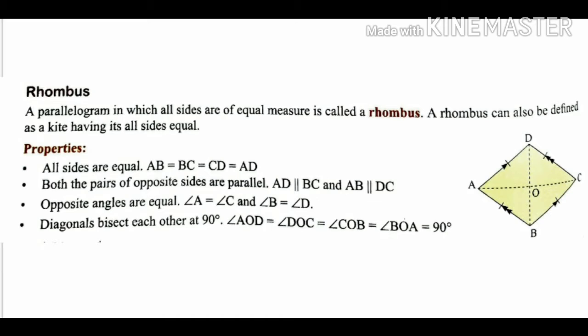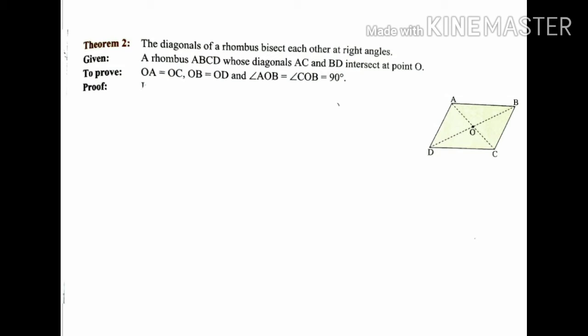But if you look at the diagonals, the diagonals in a rhombus bisect each other at 90 degrees. That means angle AOD that lies in the center, angle DOC, angle COB and angle BOA are all equal to each other. That means the measurement of each angle at the center is equal to 90 degrees. So these are the properties of a rhombus.